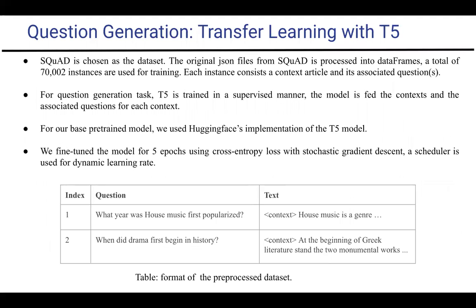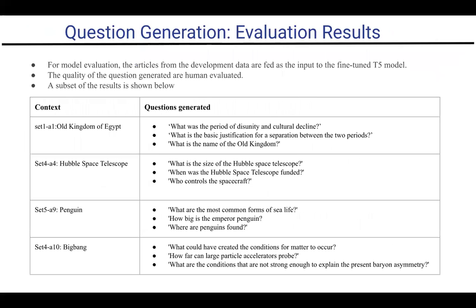The SQuAD dataset is chosen for fine-tuning the question generator. For this task, the T5 is trained in a supervised manner. The model is fed the context and the associated questions for each context. We fine-tuned the model for 5 epochs using cross-entropy loss with stochastic gradient descent, and a scheduler is used for dynamic learning rate.